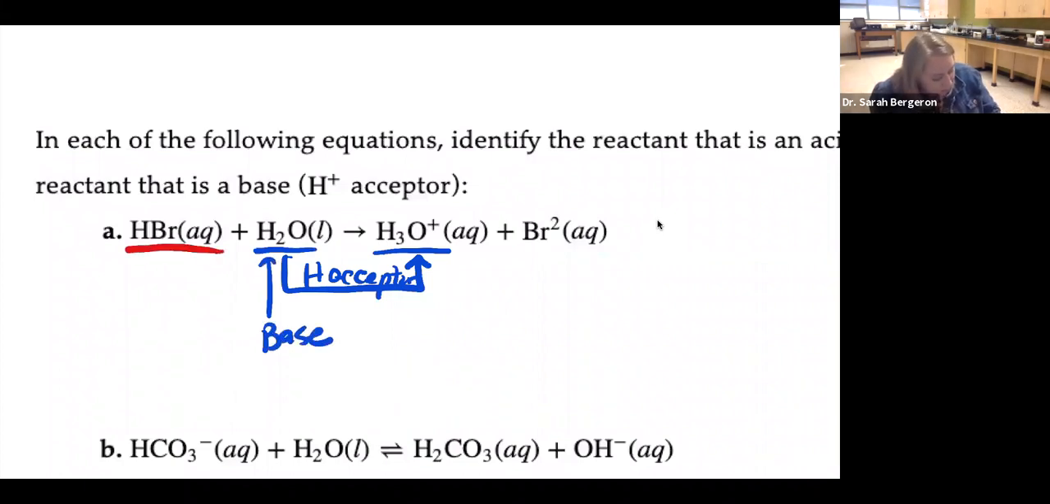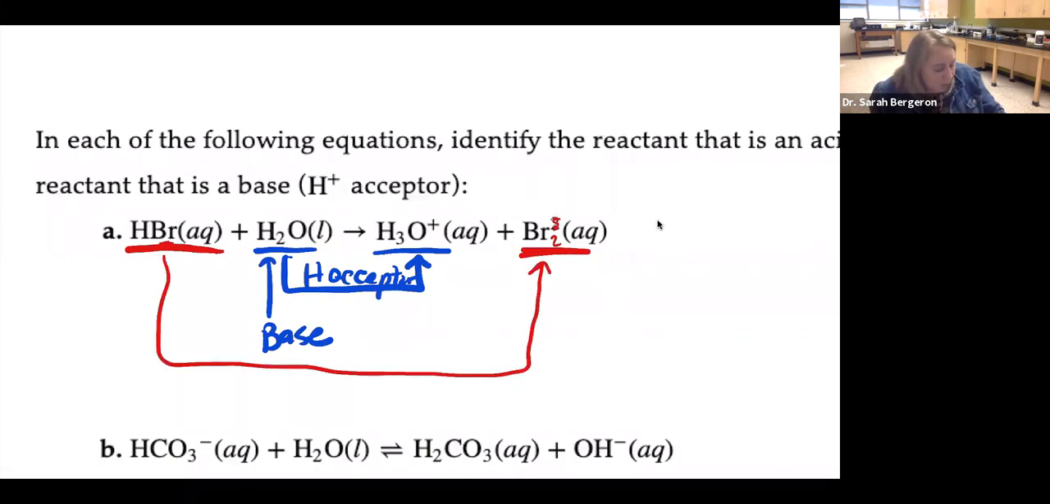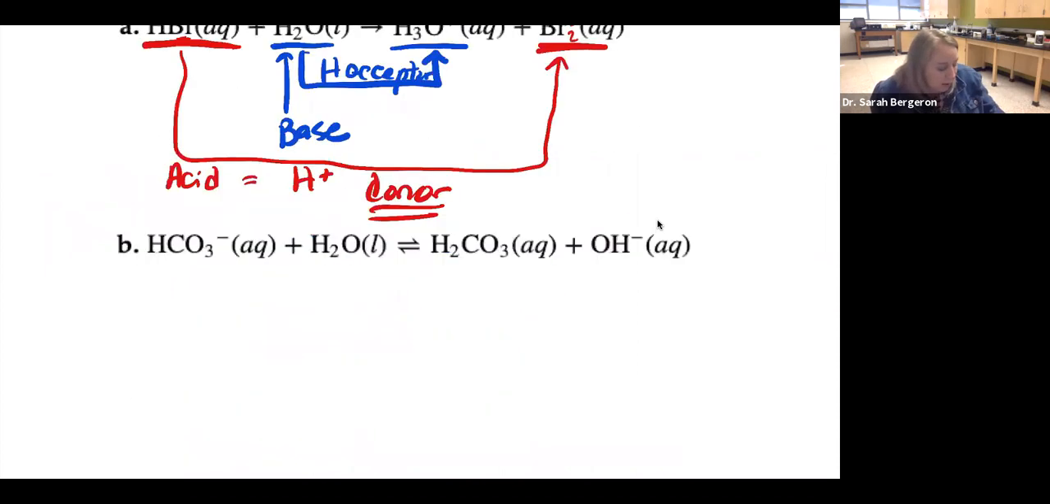Now let's look at HBr, and it goes to Br minus, right? Weird. Okay, so HBr, what's happening to it? We're going to lose our hydrogen, right? So if we lose our hydrogen, then we're going to be an acid, because the definition of an acid is our hydrogen ion donor, right? So keep in mind acceptor, donor, and just see what happens.